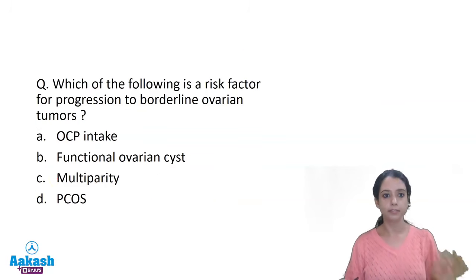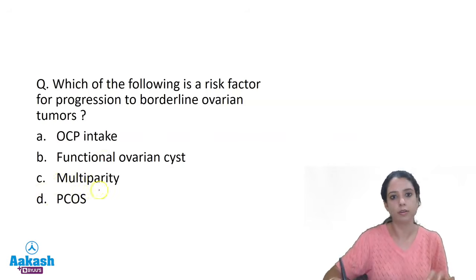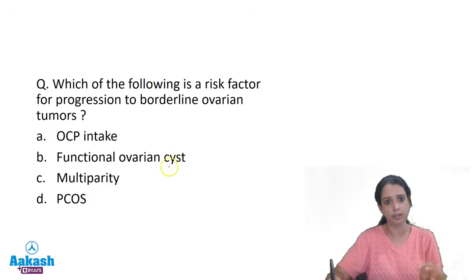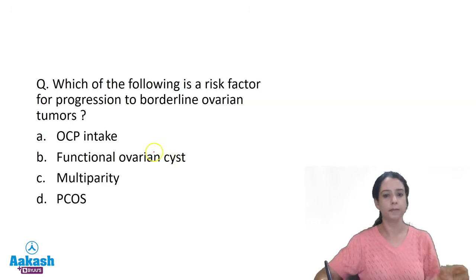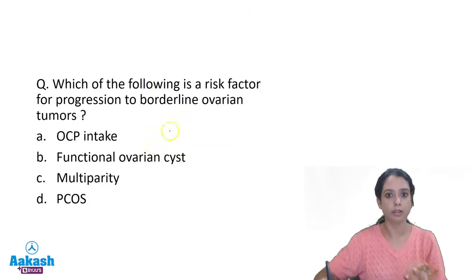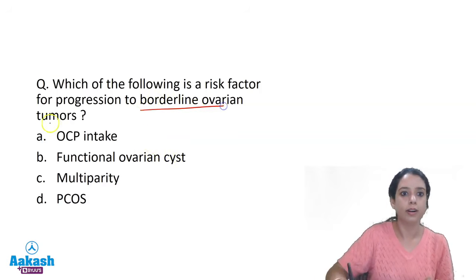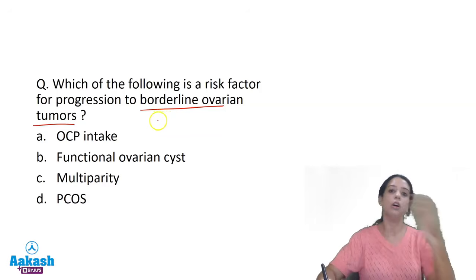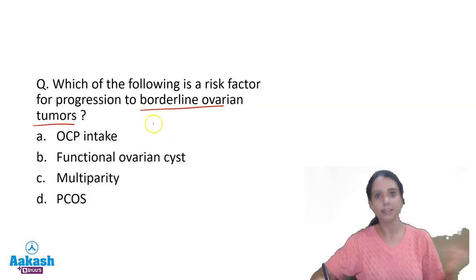Which of the following is a risk factor for progression of borderline ovarian tumor? Now, this is a little confusing question. Not very close options, but not very evident options are there. If you have left it, totally okay. You can take out the answer by exclusion. So what is the risk of borderline ovarian tumor? In toto, the risk of borderline ovarian tumor or the ovarian tumor per se is the same.